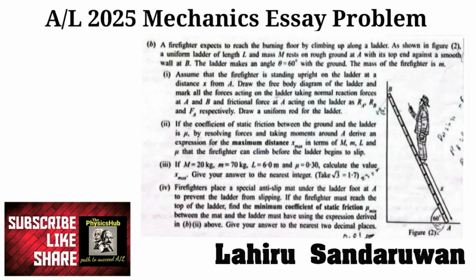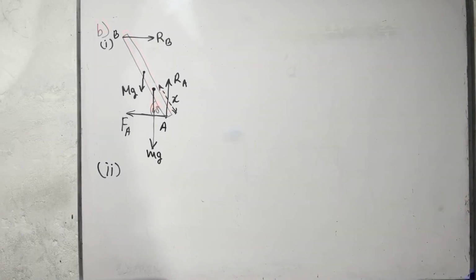Then part 2. If the coefficient of static friction between ground and ladder is mu, by resolving forces and taking moment around A, derive an expression for the maximum distance x max in terms of capital M, simple m, capital L, and mu, that the firefighter can climb before the ladder begins to slip. Capital L means length of the ladder. We have to consider the situation corresponding to the limiting equilibrium.